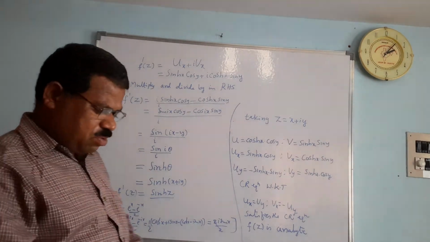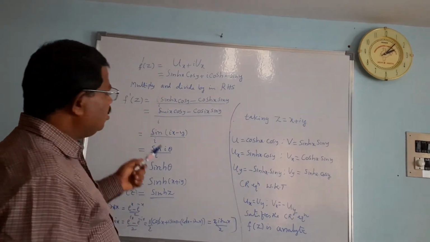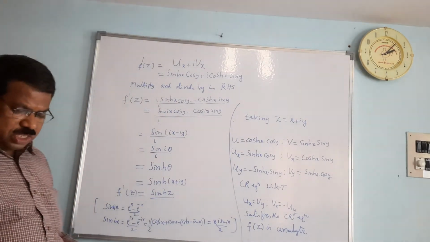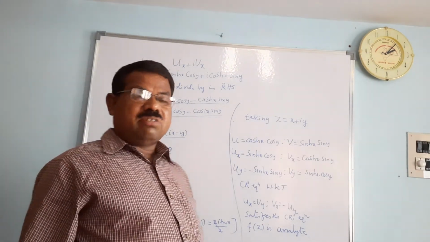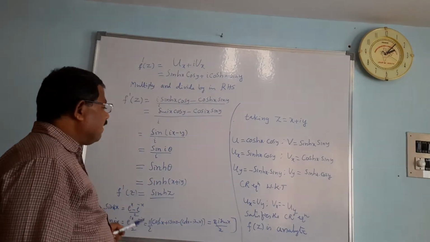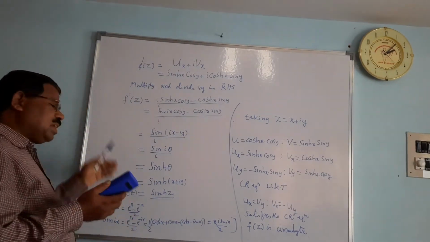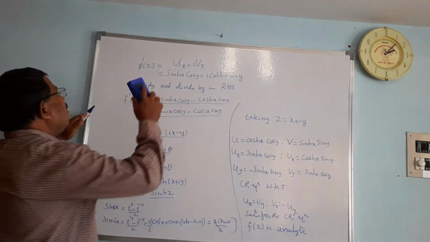Similarly, take one more problem as homework. This is a similar procedure. Follow the similar procedure so that f of z is sin hz. Take one more problem with the same similar procedure. This is a very important method.